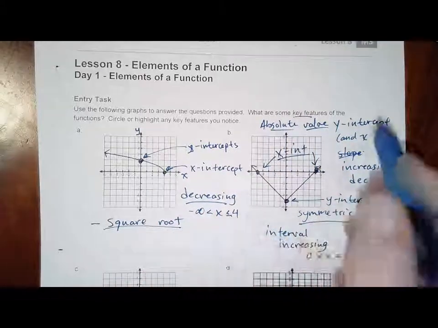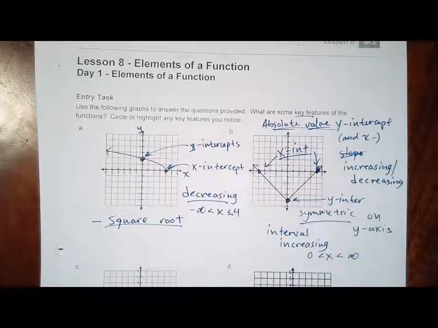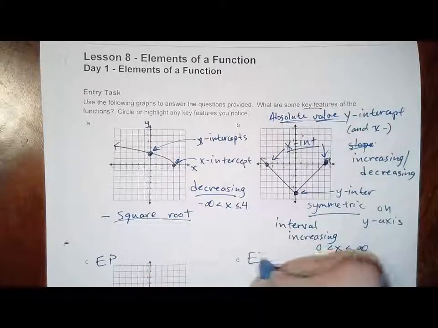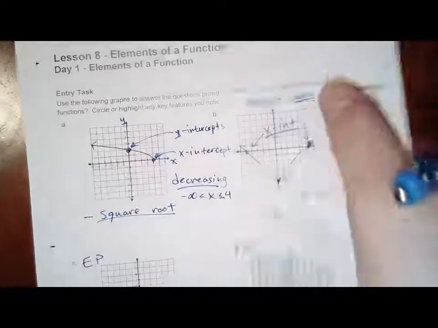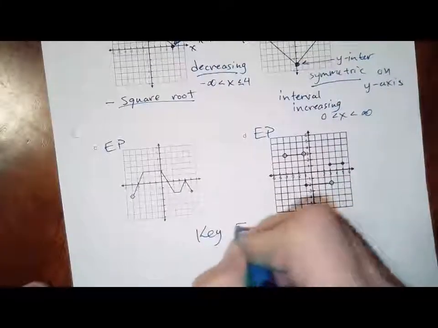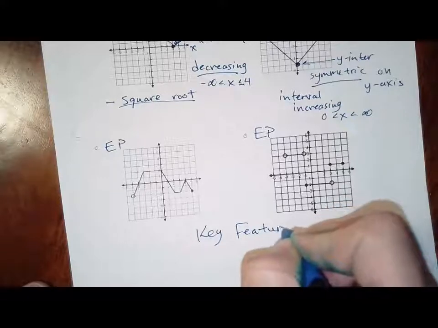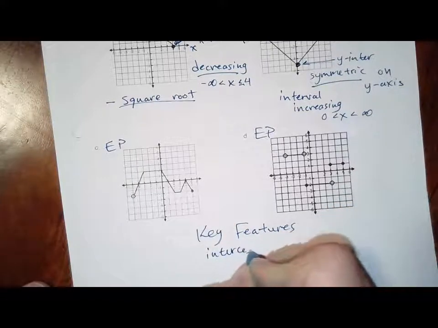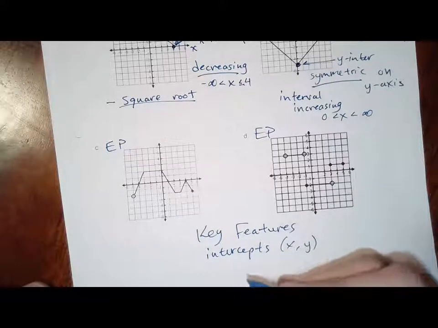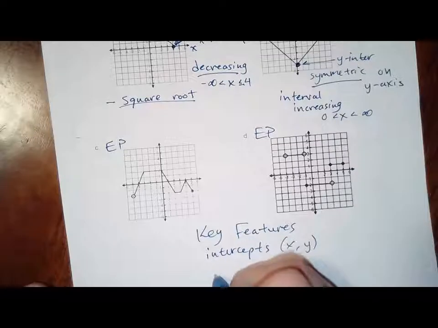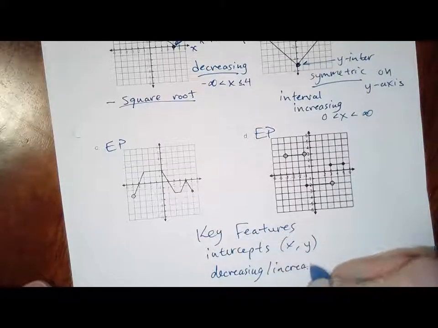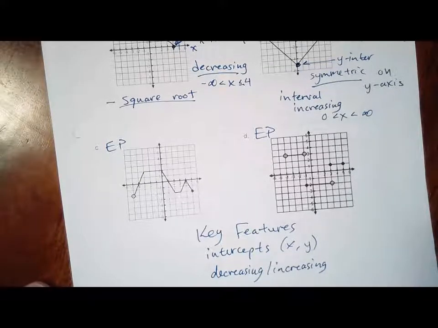We're not really going to talk about square roots and absolute values more, but I just want to make sure you knew about them. C and D, extra practice. And in terms of the list of key features, we're going to add to it, but so far I just want to get you keyed in on the idea of key features are intercepts. So that's both x and y intercepts. Where is the function decreasing or increasing? Is the function symmetric?